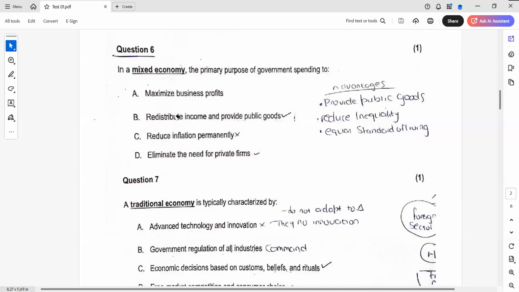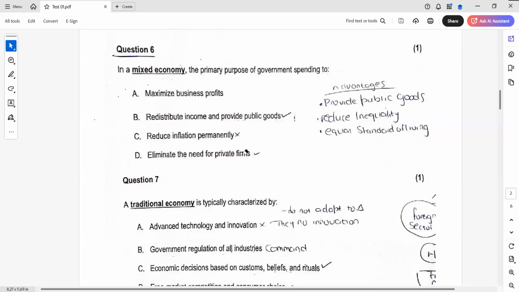So let me just continue with number C. They say number C, reduce inflation permanently. No, inflation can never be reduced permanently, like inflation does not exist at all. I don't think so. So C is totally wrong. Eliminate the need for private firms.